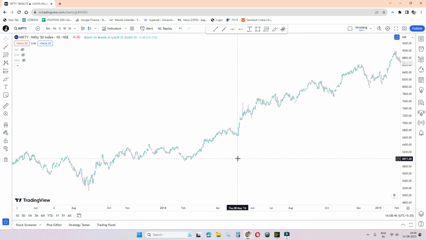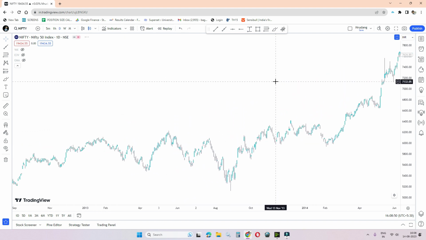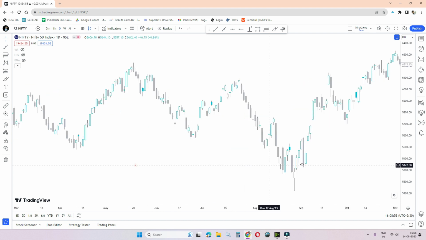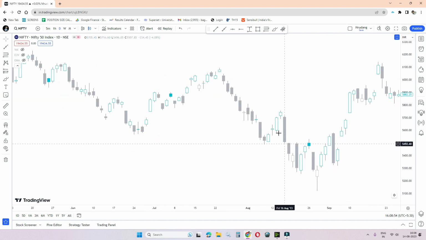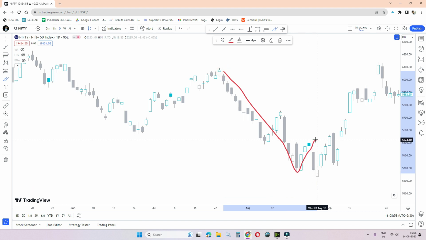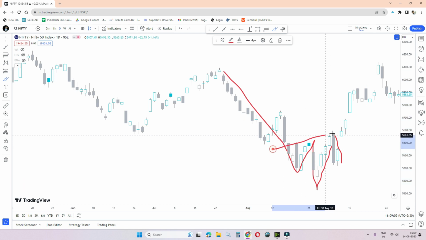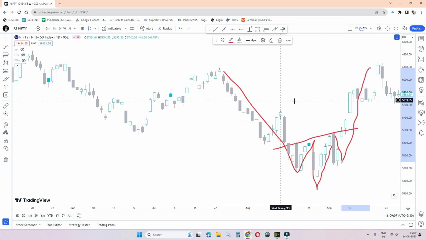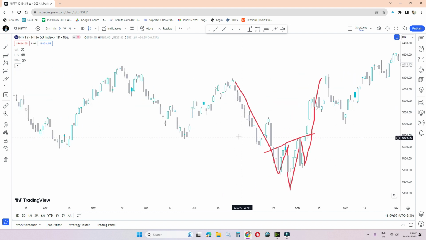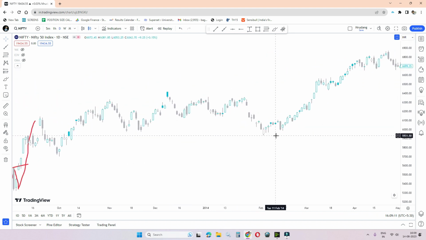So again, if we lower the time frame, we find a couple more setups. Let's see if you can imagine the pattern here. Okay, the stock makes a move, pulls back, makes a move, pulls back, and tries to break the low, but it cannot. So it is a head and shoulder pattern, and it moves up. So this was the inverted head and shoulder pattern.